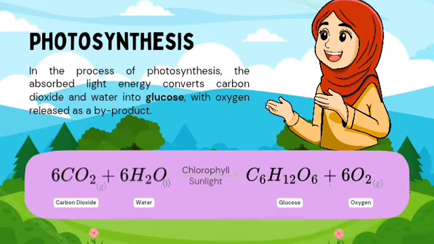Photosynthesis. In the process of photosynthesis, the absorbed light energy converts carbon dioxide and water into glucose, with oxygen released as a byproduct.